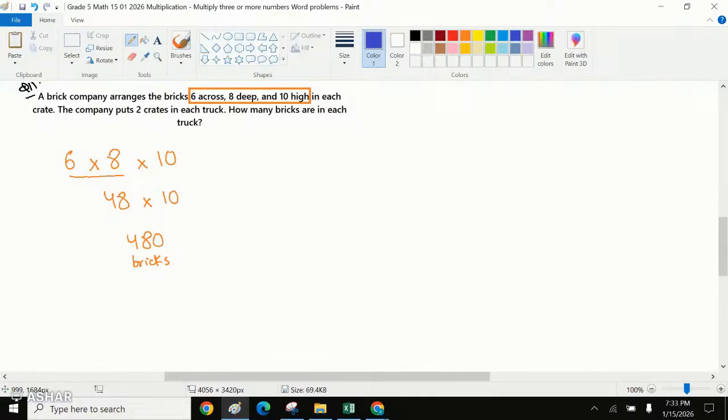The company, there were 480 in each crate. The company puts 2 crates in each truck. Number of crates, right? That means 480 multiplied by 2 would be 960 bricks in each truck. Do we agree on this?